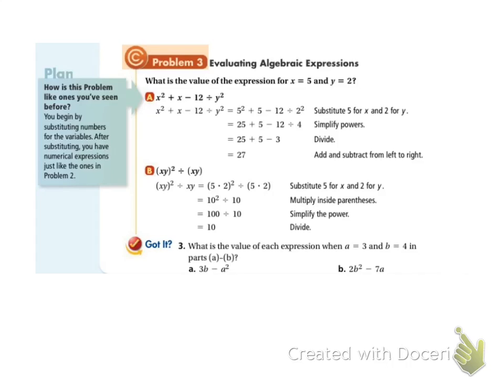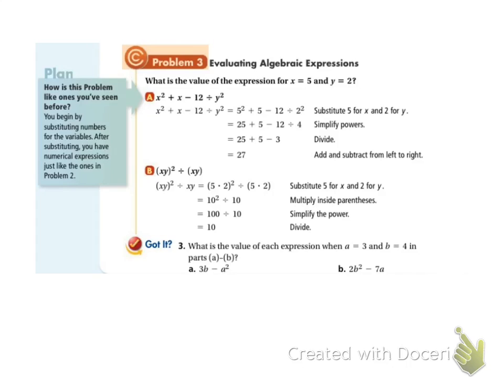So since I have an exponent, I simplify that 2 squared to become 4. And then I have division, so I do my 12 divided by 4, which gives me 3. And I have addition and subtraction left, and so I work from left to right. So I do 25 plus 5, which gives me 30, and then I subtract the 3, which gives me 27.